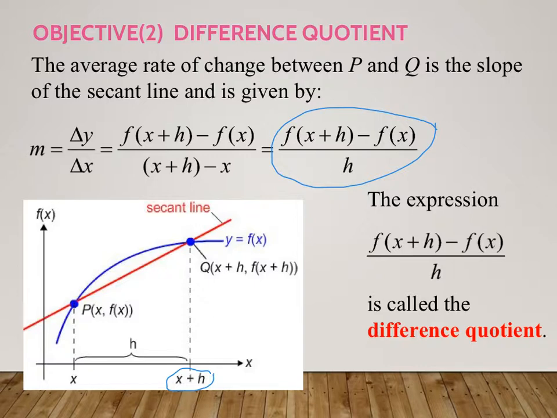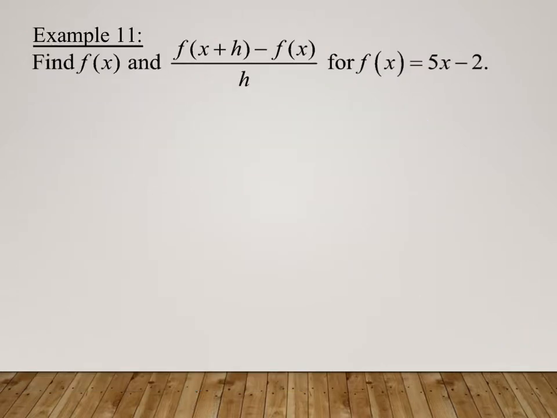And in calculus, to make this even a little bit more apparent, as h becomes 0, in other words, as x2 approaches x1, h becomes closer and closer to 0, and we have what's called the tangent line of the point at x. So we're going to find the difference quotient here for the function 5x minus 2. So we'll just go ahead and do it.